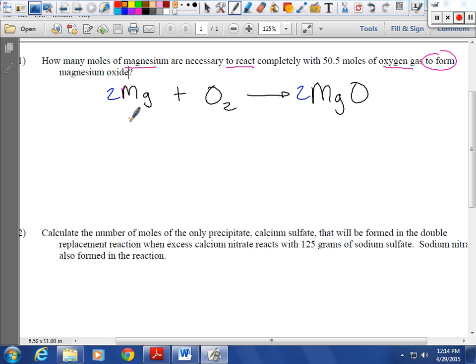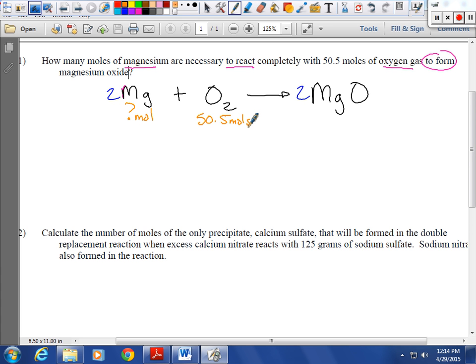All right, and then it says, how many moles of magnesium? So there's our question. So how many moles of magnesium are necessary to react completely with 50 and a half moles of oxygen to form magnesium oxide? All right, so there's our reaction. So I'm going from oxygen to magnesium. Is this a limiting reactant problem?